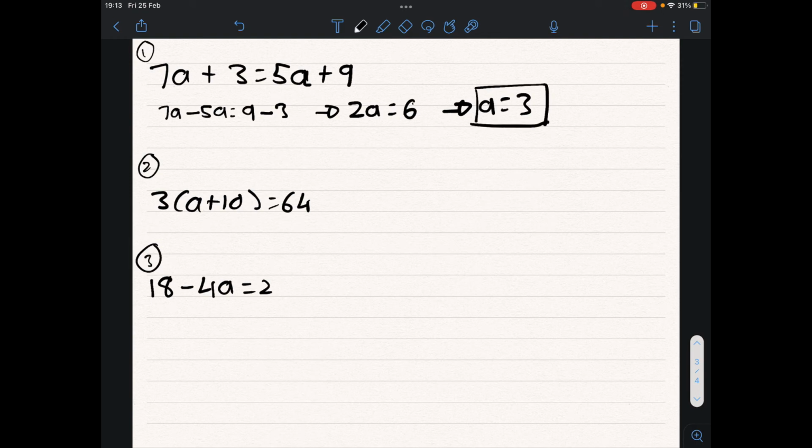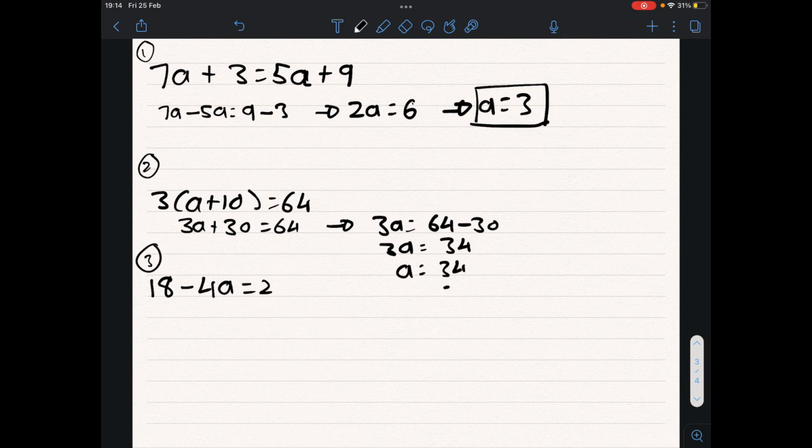And over here, remember, we must expand the brackets first in order to get rid of the brackets. So we have 3a plus 30 equals 64. Bring it over here. So 3a equals 64 minus 30. 3a equals 34. a equals 34 over 3.